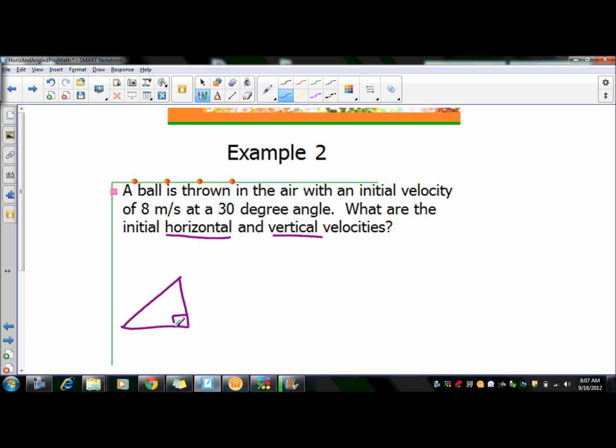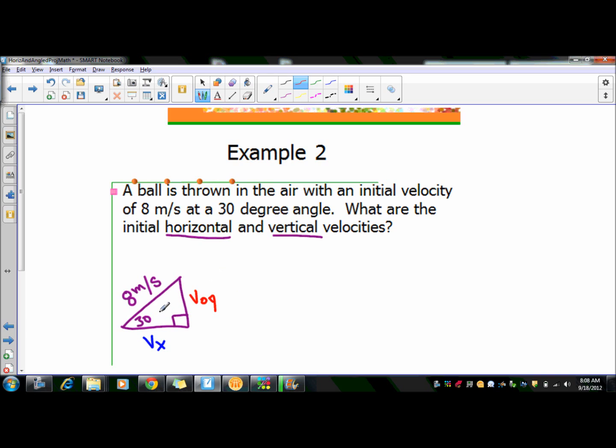triangle. Remember, we always draw them in the same orientation. The angle always goes at the bottom with the 90 degrees, and our number here, unless specifically stated, is always going to be the hypotenuse. So now we need to find these different colors. V initial in the vertical, so V naught Y, and V naught X, but remember they're all the same because Vx is constant, so just Vx. So V naught Y and Vx. So let's find V naught Y first.